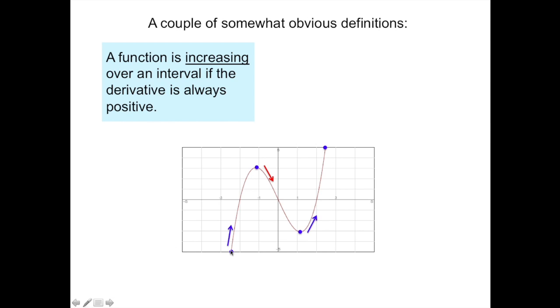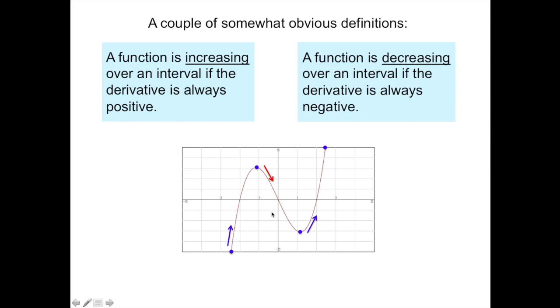Increasing means that the function is going up. So the function is going up here, and the function is going up here. And then in this center location, we have a decreasing function. So we have a negative derivative here, and we can see that our function values are getting smaller.